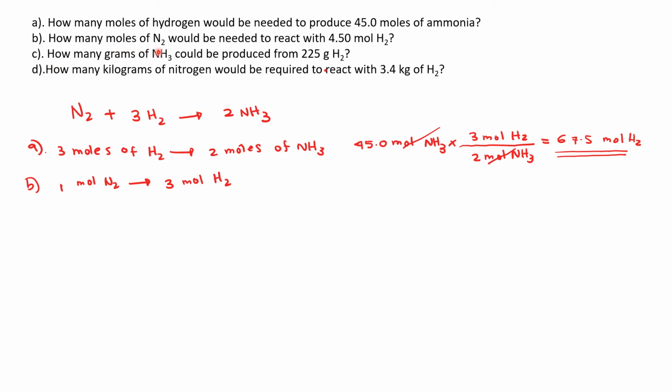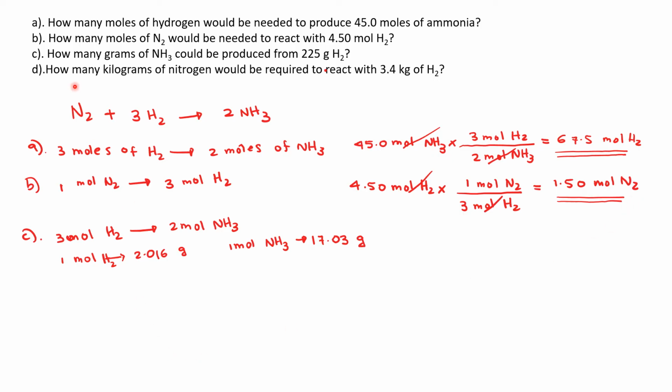How many moles of nitrogen would be needed to react with 4.50 moles of hydrogen? So we take the stoichiometric relationship. 1 mole of nitrogen reacts with 3 moles of hydrogen. So we start with 4.50 moles hydrogen and we know 3 moles of hydrogen reacts with 1 mole of nitrogen. Your answer is 1.50 moles of nitrogen.